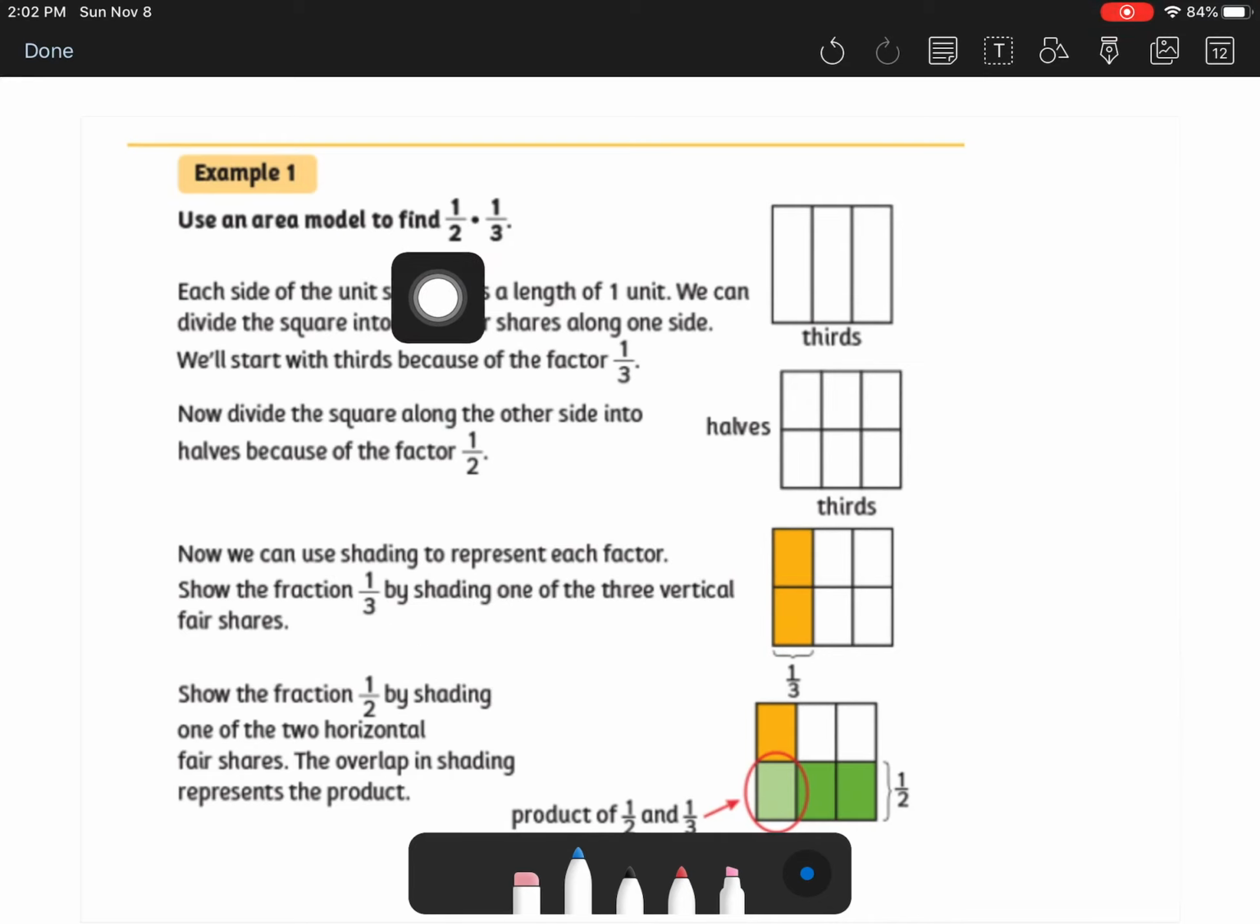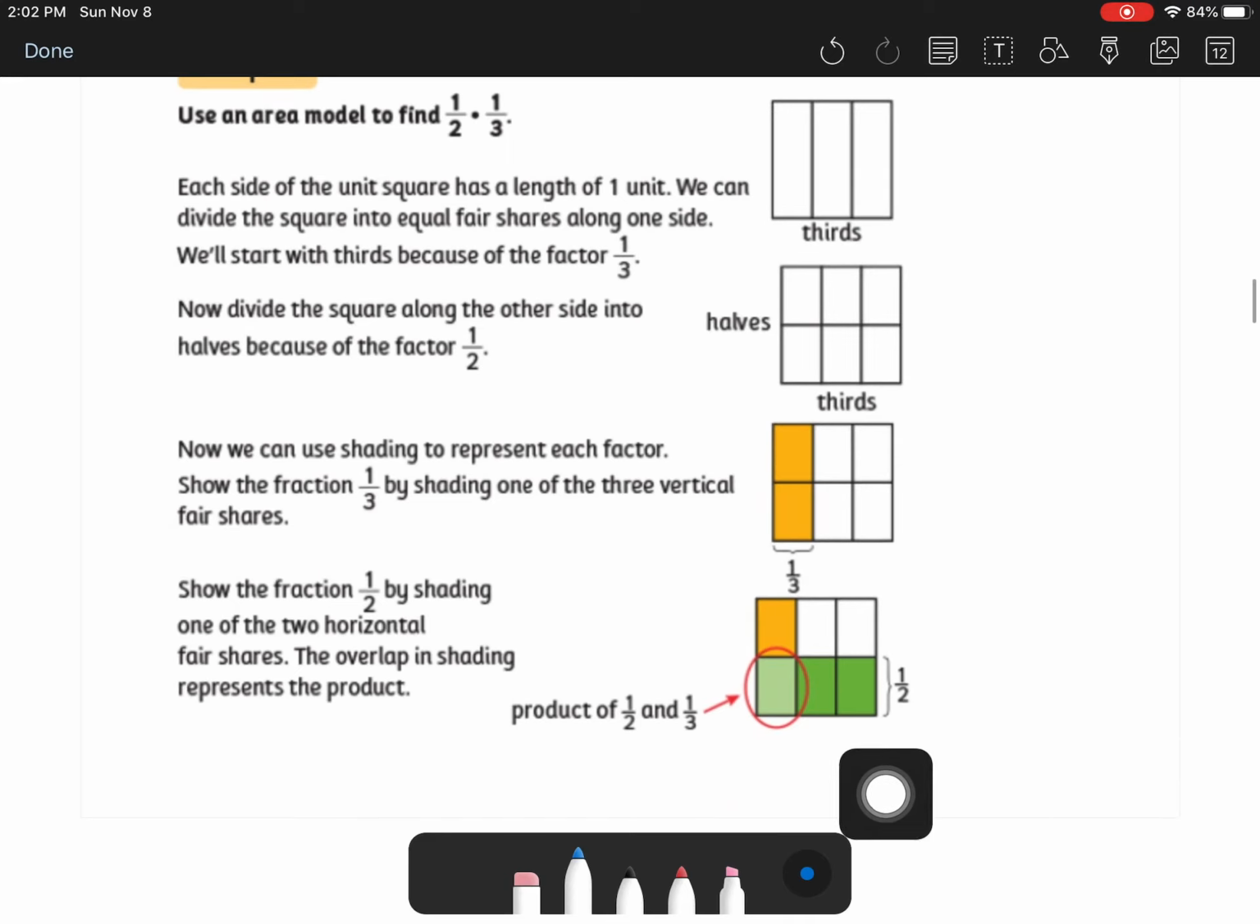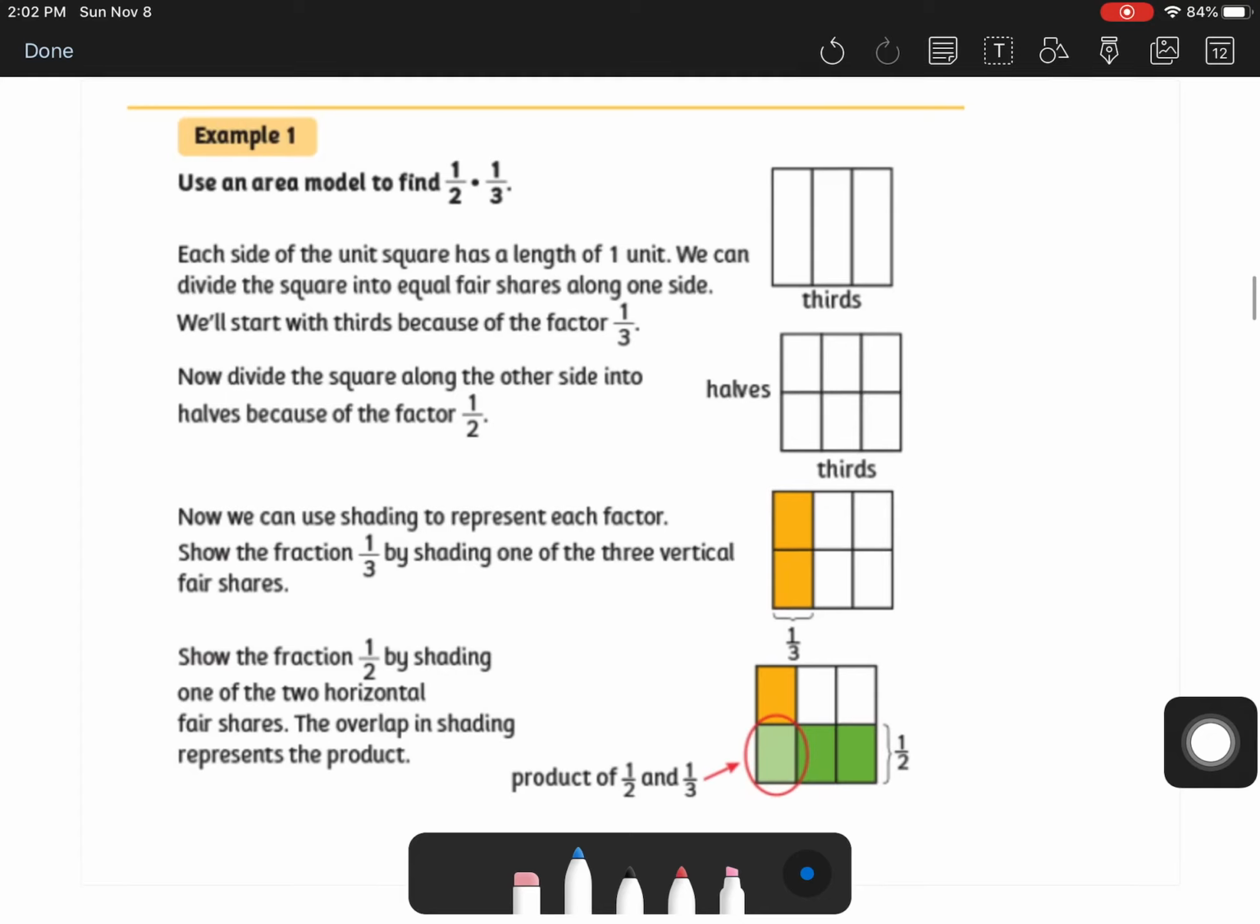If we were going to use an area model to multiply 1/2 times 1/3, they would take a square and break it into thirds one direction, and then halves the other direction. Then they shade it in, so if we shade in 1/3 in yellow, and then shade in the 1/2 in green, the overlapping parts of those shadings would represent the product of those two fractions, and they did that in a lighter green. So just one of those overlaps, and there's a total of 6 squares, which would mean that the product of 1/2 and 1/3 is 1/6.